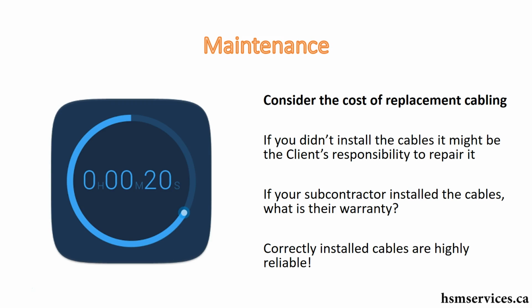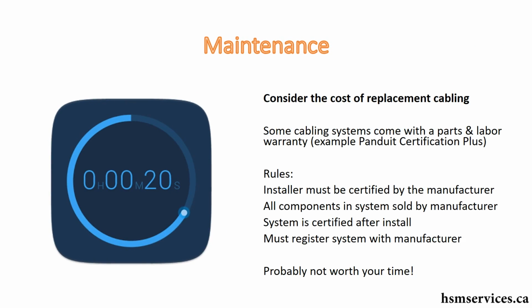when the AP fails, the first thing they do is call you, even if it's not the AP, it's the cable. So if you subcontracted the installation of the cables, then you have to go back to your subcontractor for their warranty.